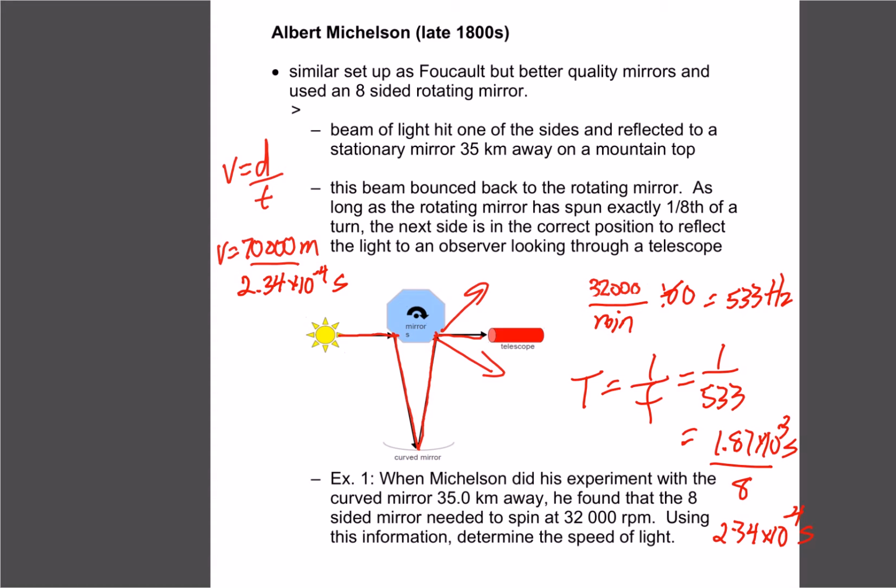So 70,000 meters takes 2.34 times 10 to the negative 4 seconds. We divide those out, and if we don't round off decimals, we keep things fairly close. We actually get about 2.986 times 10 to the 8th meters per second, which is pretty close to our accepted answer of 3 times 10 to the 8th. We're getting those kind of numbers.